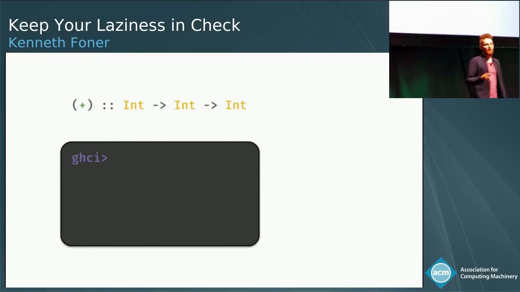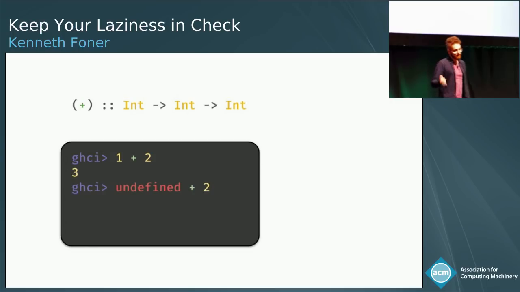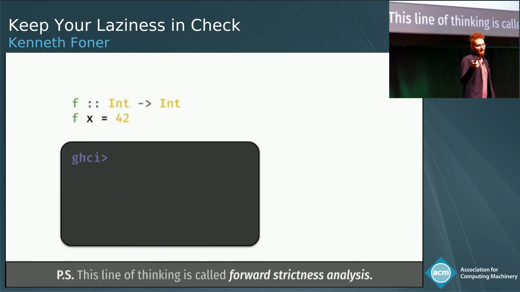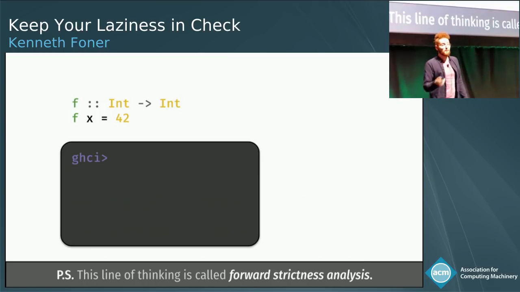So let's look at the humble function plus. Well, if I add 1 and 2, then the answer you all know. If I add undefined and 2, and notice this is defined over machine integers, so no funny business about lazy Nats. Well, I get an exception. If I add 1 and undefined, then I get an exception. So I'd say plus is 100% strict. Plus does exactly all the work. And this way of thinking, by the way, is called forward strictness analysis, and it's really cool, and there are some people in the audience who have some really cool work about it that you can look up.